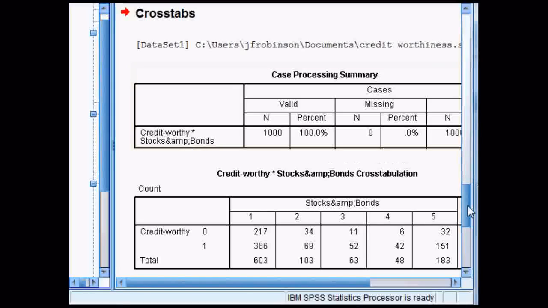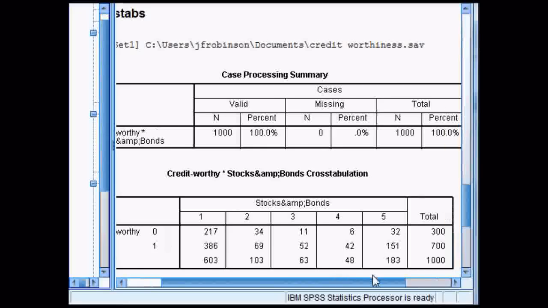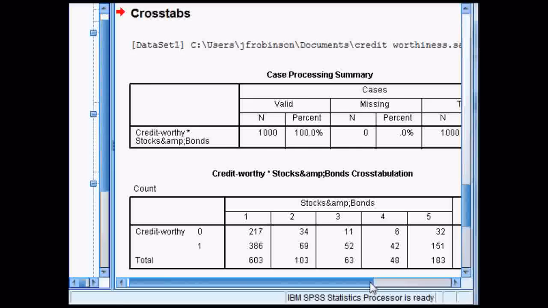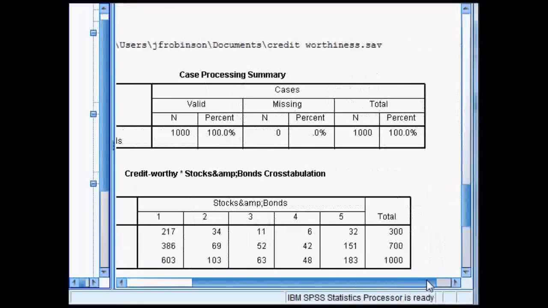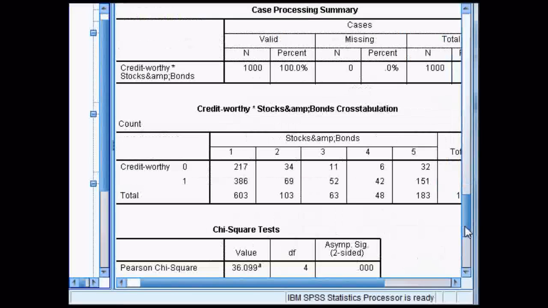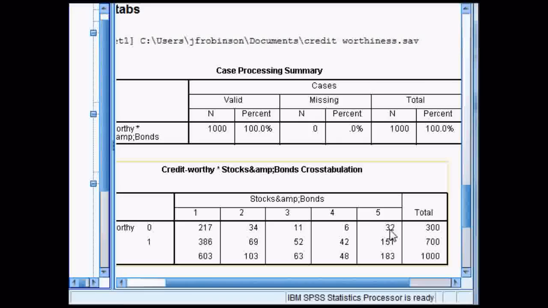So there's our stocks and bonds. There were 5 different categories of stocks and bonds and 2 categories of credit worthy. So we can ask whether the proportion of credit worthy borrowers was higher for the low stock versus the high stock, or something else. Just eyeballing the proportions, this looks like it's about 1/5, and this looks like it's well above 1/2. So it does look like maybe we're going to find a difference, but we'll find out for sure.